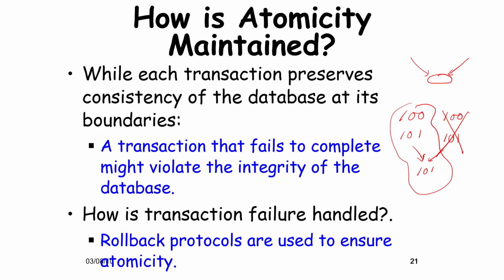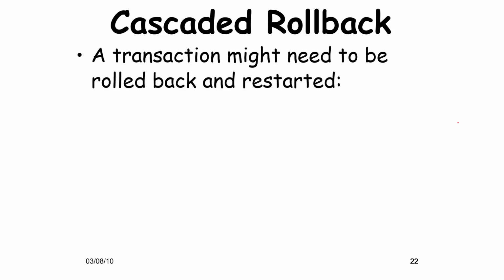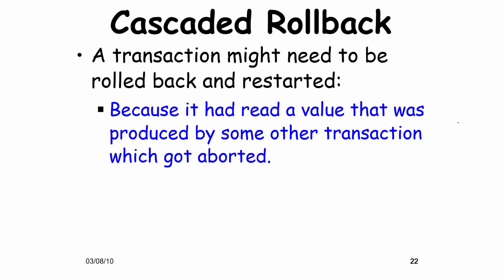Aborting the transaction means you'll have to roll back all of its changes because it could have written to other variables also. So, roll them back. Rolling them back basically means replacing the contents of those locations with earlier values. So, coming to cascaded rollback, a transaction might need to be rolled back and restarted.